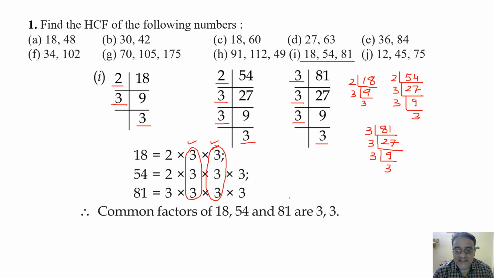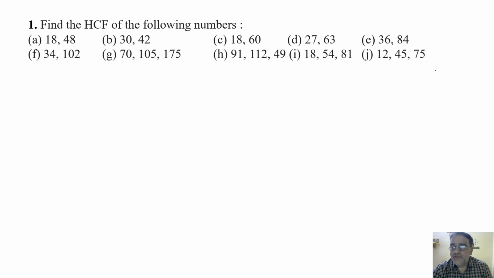So HCF is 3 into 3, which is 9. Right. Now only one question is left. Last question. So 12, 45 and 75. We'll start with 12 divided by 2. 6 divided by 2. 3. So stop. 45 first we will divide by 3. 15. Very good. Again divided by 3. 5.